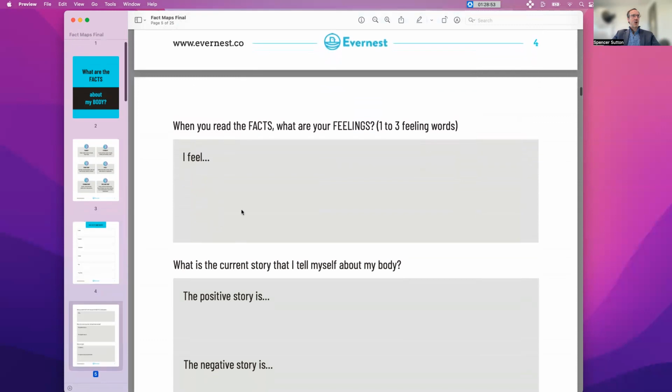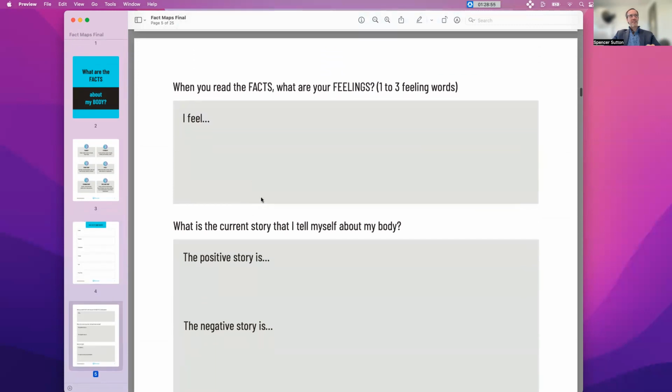And then I go on, when you read the facts, what are your feelings? So I want to connect the facts with my feelings because feelings really tend to drive behavior. How I feel about something determines what I do about it. And so I want to get very, very clear about my feelings. Now, for me, a lot of times I have to go and pull up an emotional chart that gives all of the types of feelings, and I'll pull some from them because it's just maybe more difficult for me.